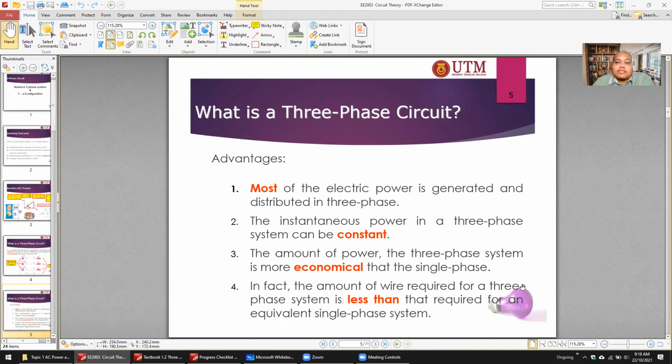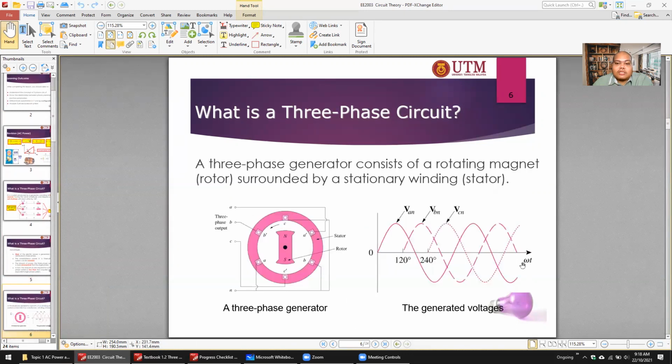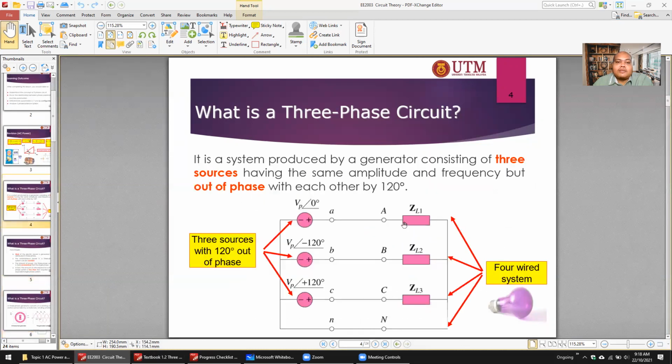This is why we use three-phase: the amount of wire is less than if you use single phase. Three-phase only requires 3 to 4 wires. But if you use single phase, it is basically more than that. You have 2 wires, but because you have three components, it will become 6. The important thing is that wire is quite expensive, so if you can reduce the number of wires, it is very good. That is why we use a three-phase system.